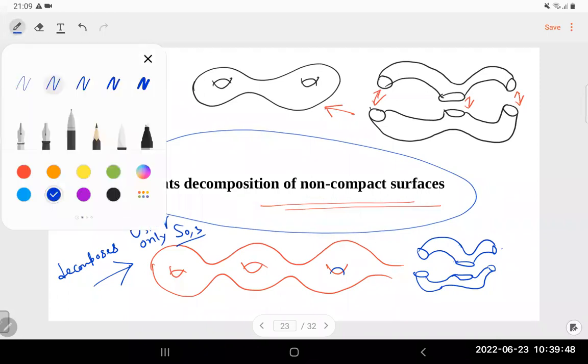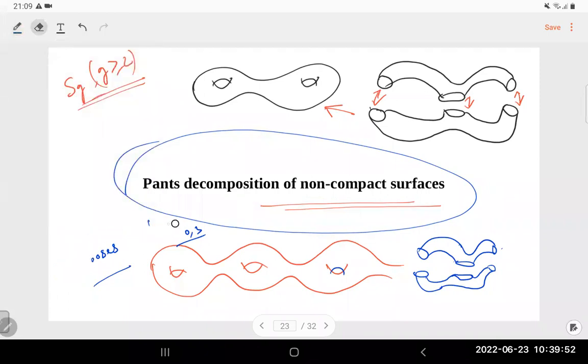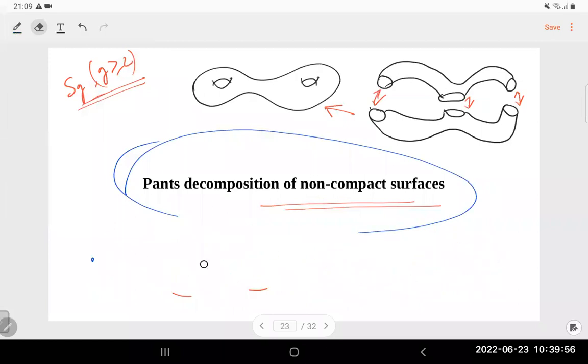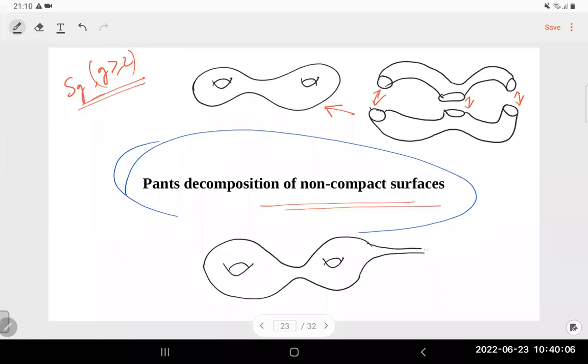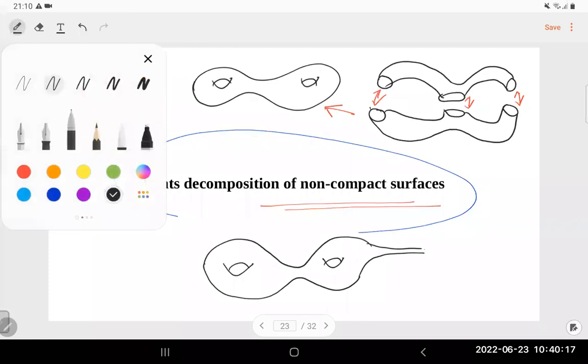For example, let's consider, let us first erase it. Okay. Like this one. This is the genus, this is the genus, and this is the puncture. This is a planar puncture. So this surface has one puncture, two genus. So you can again find a pants decomposition. So the pants decomposition, how does it look?